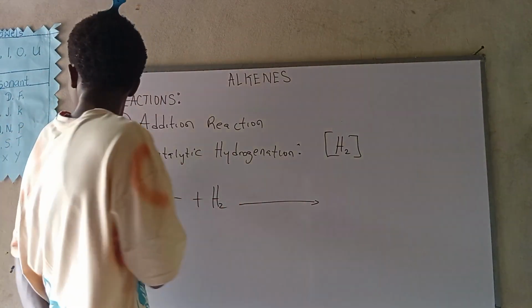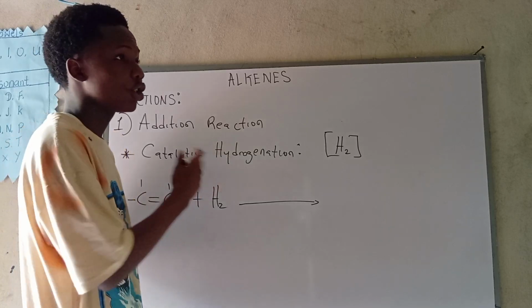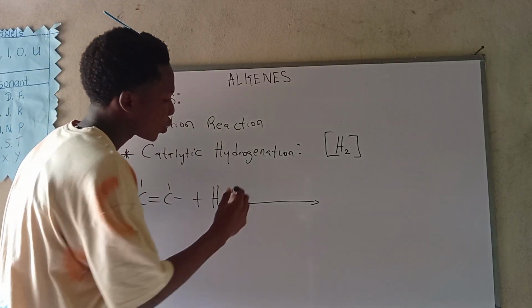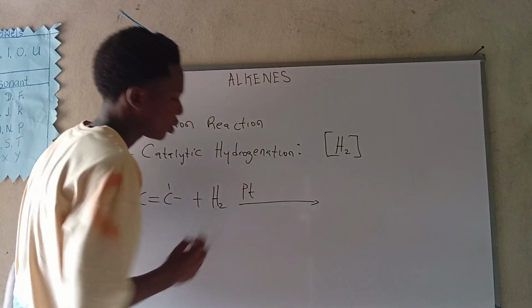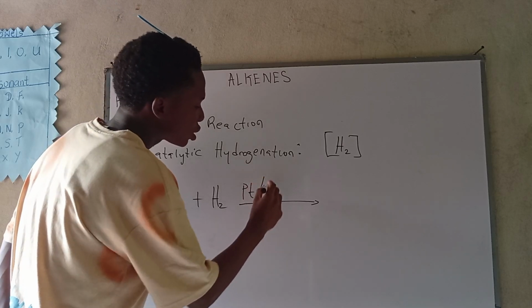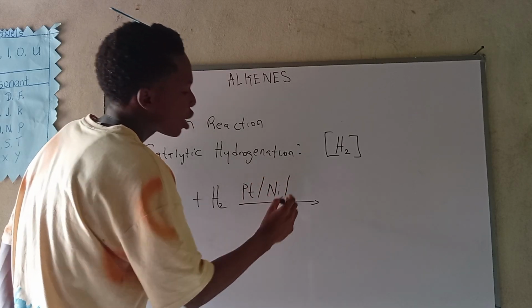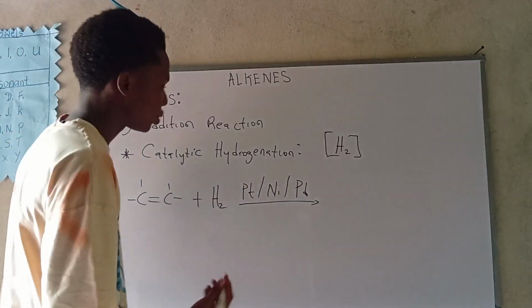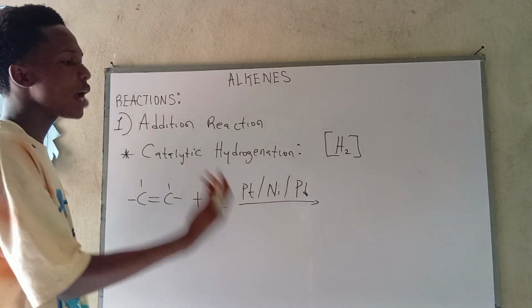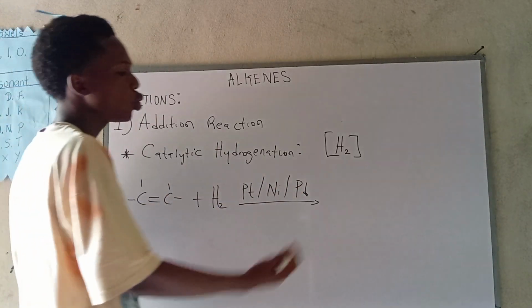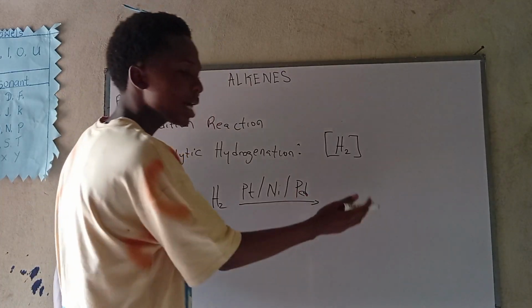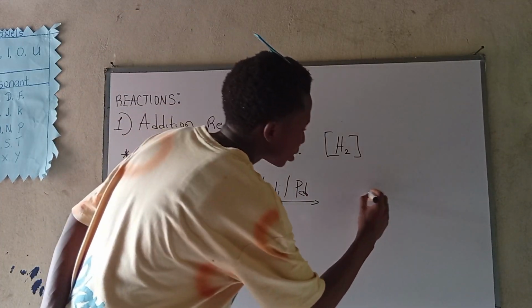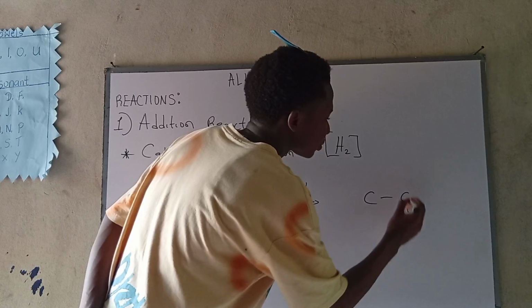And which catalyst can we use in this addition reaction? We can use platinum. We can also use nickel. And we can also use palladium. These are the 3 catalysts we can use. Now, after using these 3 catalysts, what will happen to this alkene? It will automatically convert to an alkane. This is what will happen.